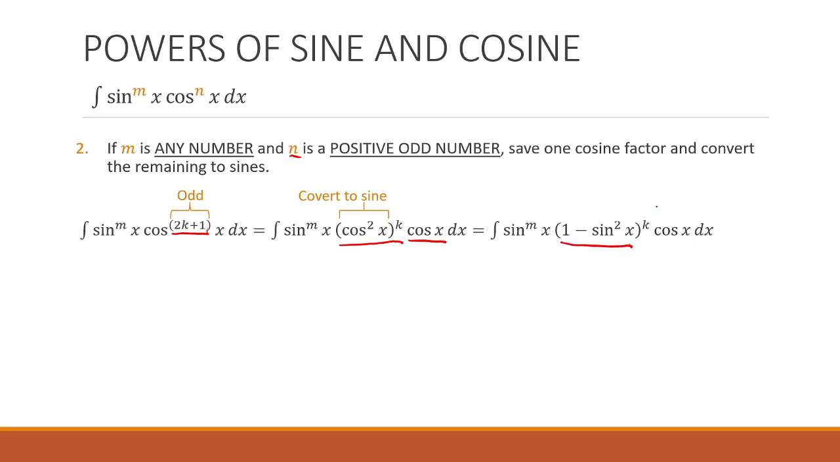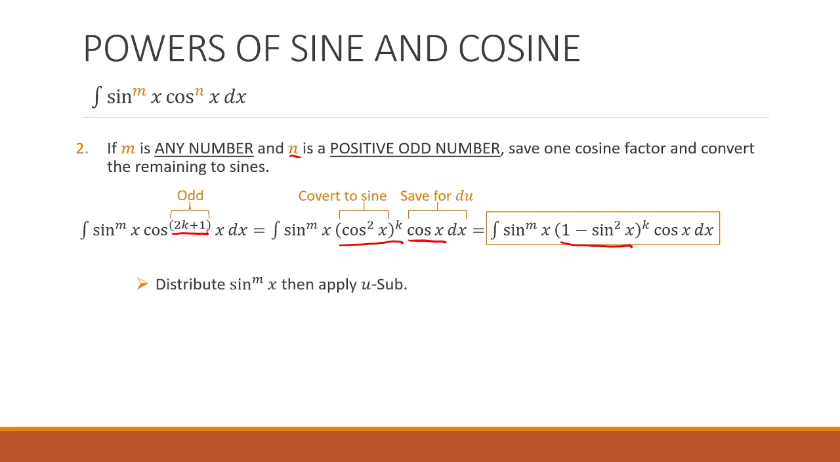And then, u-substitution: u in this case is sine x, du is cosine x dx. So it is integrable now. Again, the cosine x factored out initially will be used for du after the u-substitution. So this is now our equivalent working expression. Then just distribute sine and apply u-substitution.